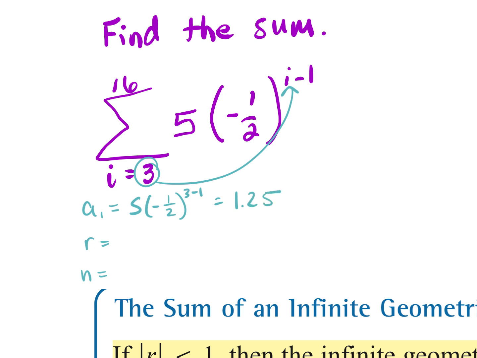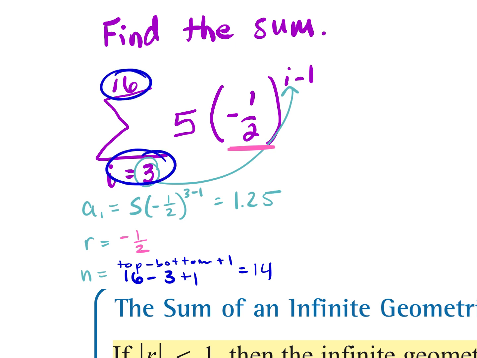What is R? What's our common ratio? What number has the exponent? -1/2. Perfect. So that's going to be our R. To find N here, we do top minus bottom plus 1. So our top would be 16 minus 3 plus 1. 16 minus 3 would be 13 plus 1 would be 14. So our N is 14. So we do the top minus bottom plus 1.